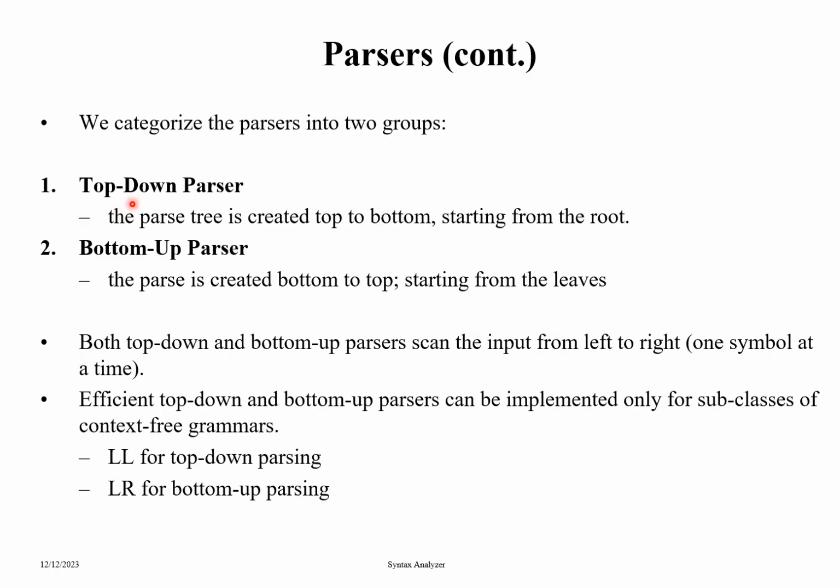As mentioned earlier, in the top-down parsing technique, the parse tree is created from top to bottom, starting from the root node to the leaf node. In the bottom-up parser, the parse tree is created from bottom to top, starting from the leaf node to the root node.